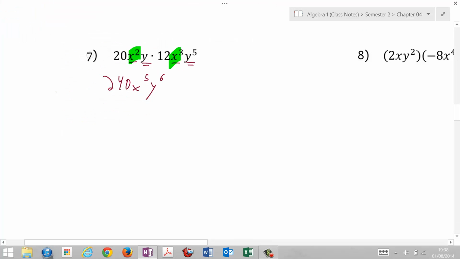But remember, multiplying bases means add exponents. Add the exponents. And that can only happen when you have the same base.